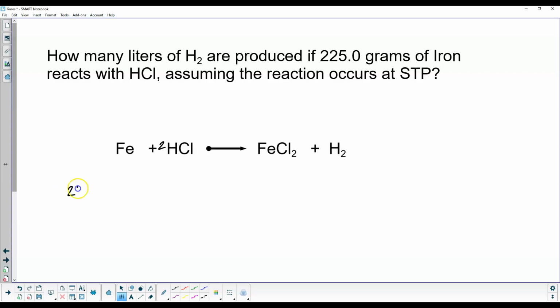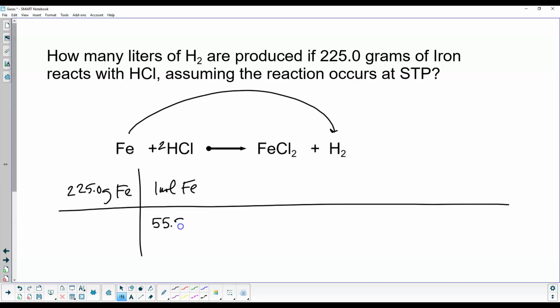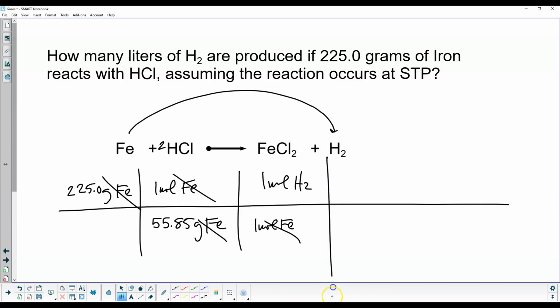So we start with what we know, 225 grams of iron. And we're trying to get to volume of hydrogen. Well, the only relationship I know between iron and hydrogen is their molar relationship. For 1 mole, I get 1 mole. So I need to make this moles. If I have a mole of iron, it weighs, according to the periodic table, 55.85 grams of iron. Grams cancel, I now know moles. Now that I know moles, I can do my mole ratio. For every mole of iron, there's 1 mole of hydrogen. Okay, now we know moles.